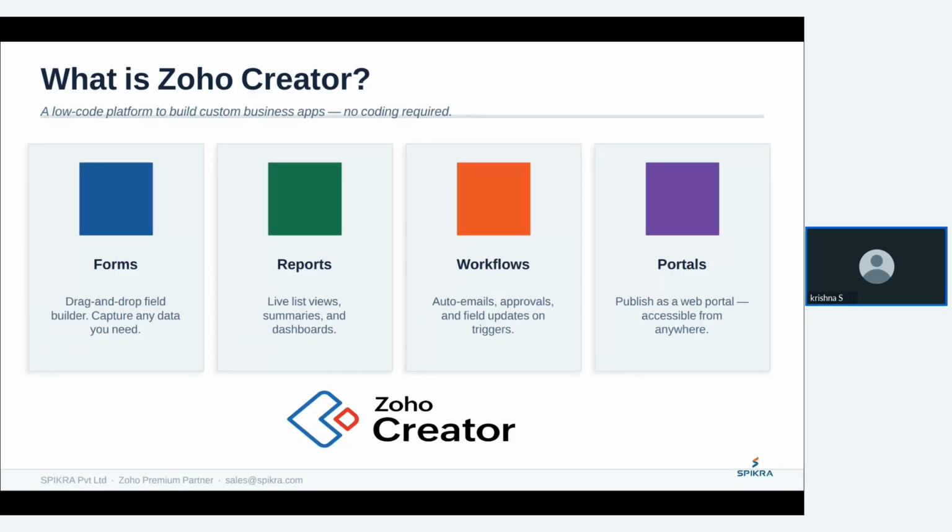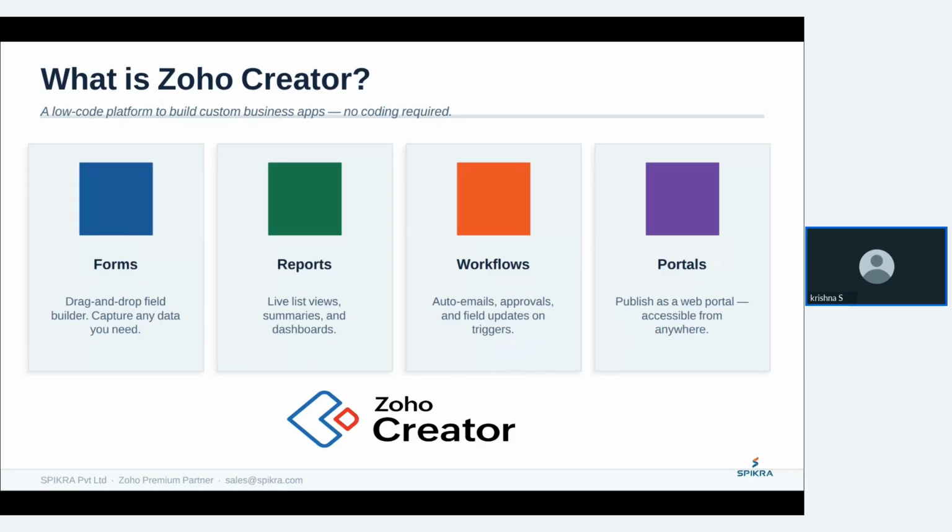So inside Zoho Creator, there are actually four important parts. The first one is Form. Form allows you to create forms. Basically, you can think of any Google Form or Zoho Form. You can just give it a steroid, and it will become a Zoho Creator form.